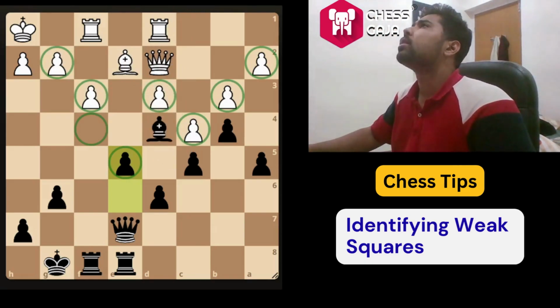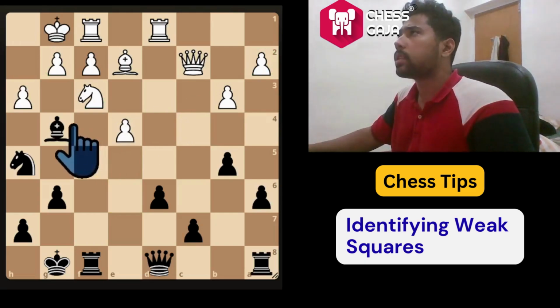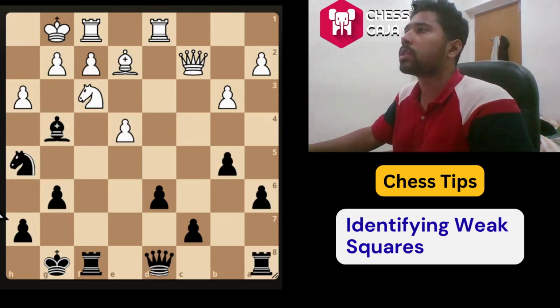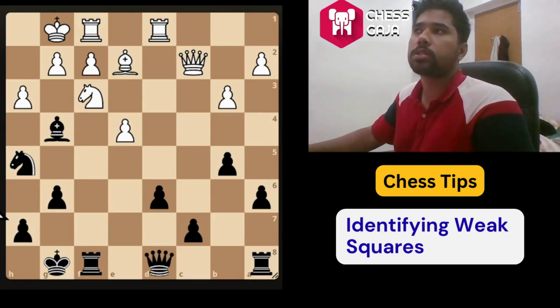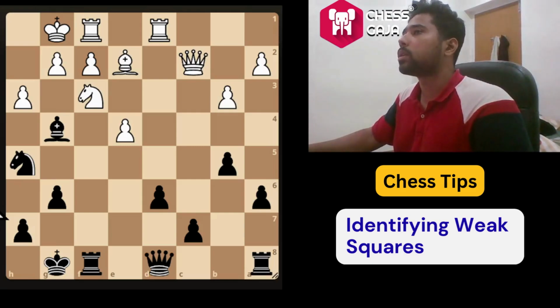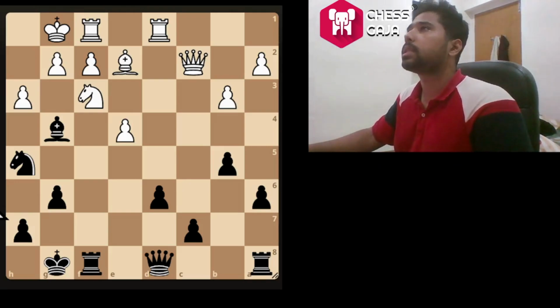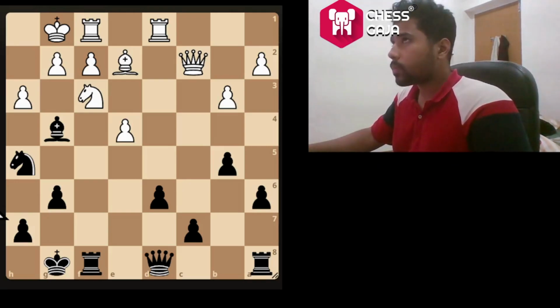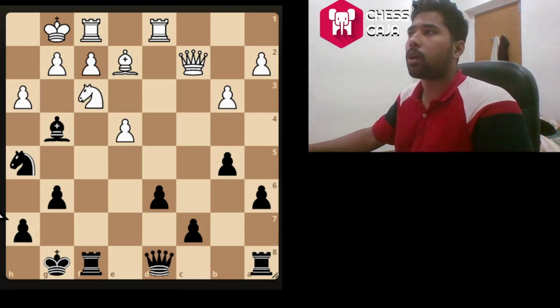So finally we come to the conclusion, and this is the position which I am going to give to you, and please figure out a solution to this position and try to comment the solution by making sure that the weakness is really created in this situation for white, and in order to give black a huge advantage. That's the hint.